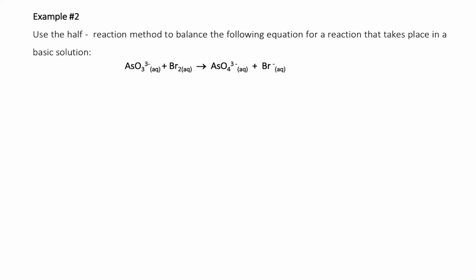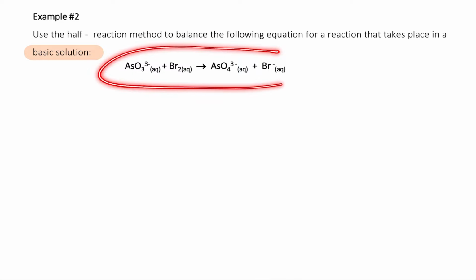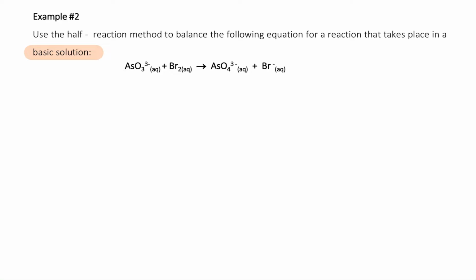So we solve example number 2. We are still to use the half reaction method to balance the given equation, but this time it's taking place in a basic solution. So we are given this equation. Now the first step is for us to assign the oxidation number of each element.